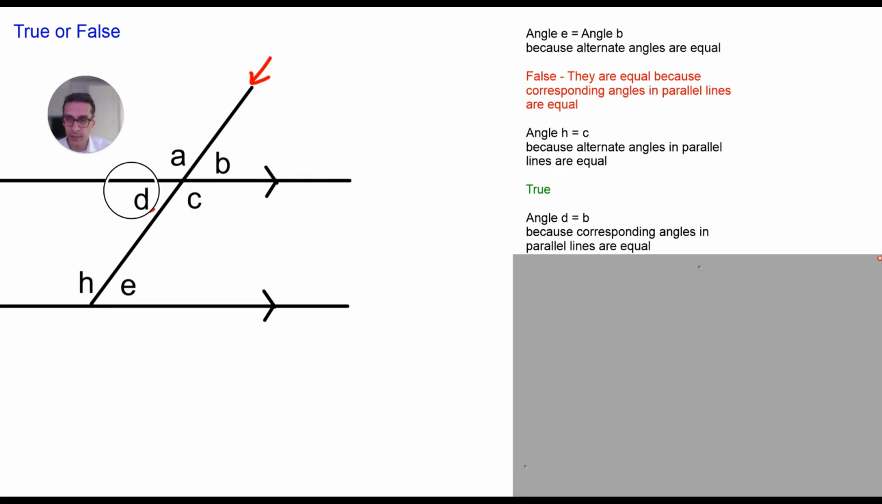So angle D equals angle B. True or false? Well, they are not corresponding angles. So they are equal to each other, but they're not corresponding. They are vertically opposite.